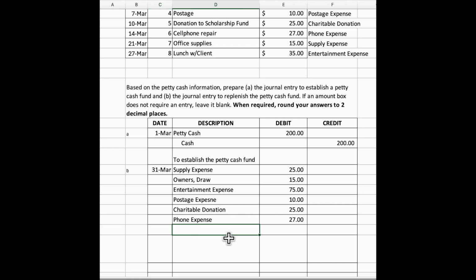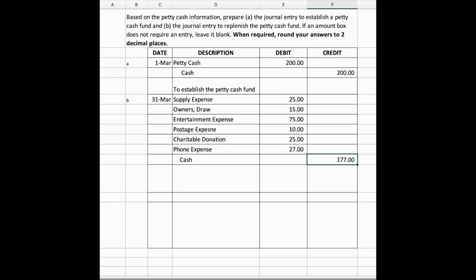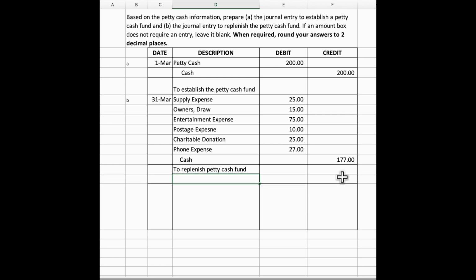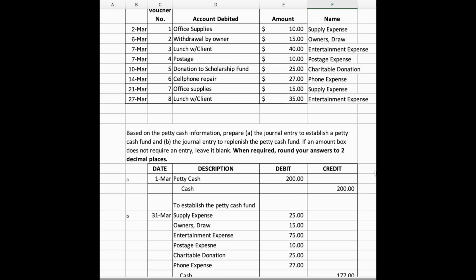And now what we're going to do is, how did we pay for it? How do we reimburse that? Well, we're going to give cash as the reimbursement for it. That's going to be our credit. And to get the amount of our credit, we're going to use our formulas in Excel to add up everything here for the March 31st entry on the expense side. So the amount of cash we have to give back, put into our account, is $177, and that is to replenish the petty cash fund. Okay, we put our explanation in, and that takes care of that. And that will take care of this assignment.